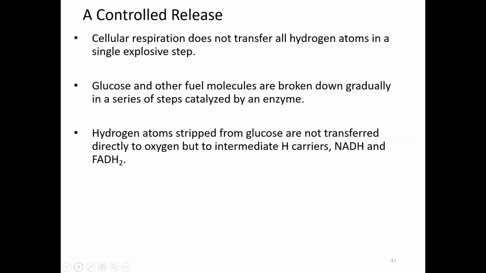We want to have a nice gradual breakdown in our bodies because we don't want to have an explosion. We use our enzymes to gradually strip away the hydrogen ions and the electrons from the glucose, and we transfer them to these intermediate molecules that get reduced.